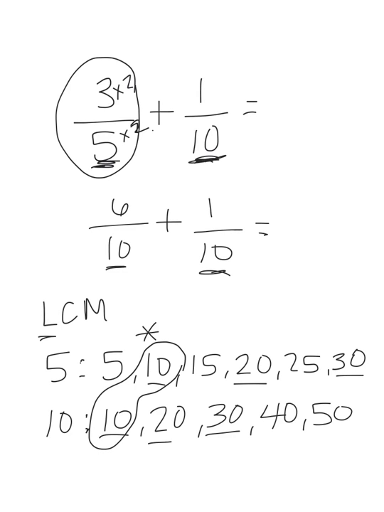So now I can add my tenths together. Well, if I have 6 tenths and I have 1/10, I know that that equals 7 tenths. Okay. And if I look at 7 tenths, 7 and 10 don't have any numbers in common, or any factors in common, so I know that 7 tenths is my final answer.